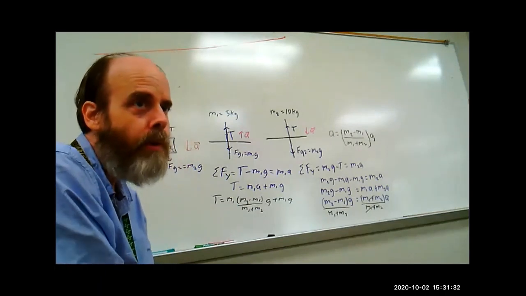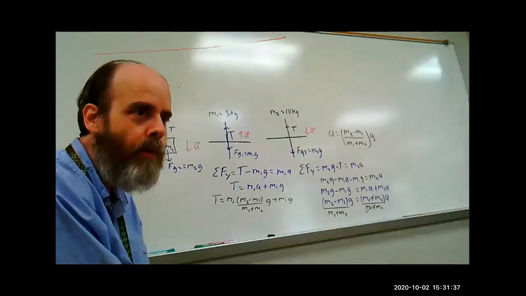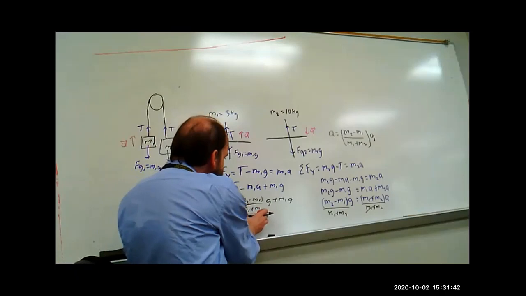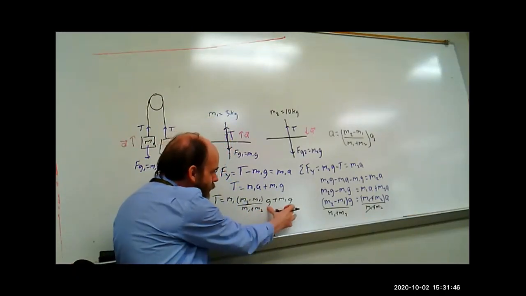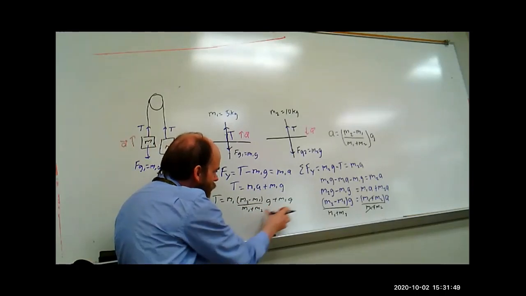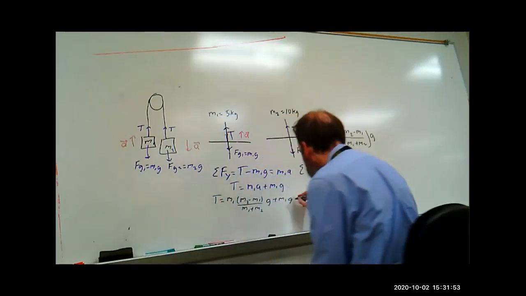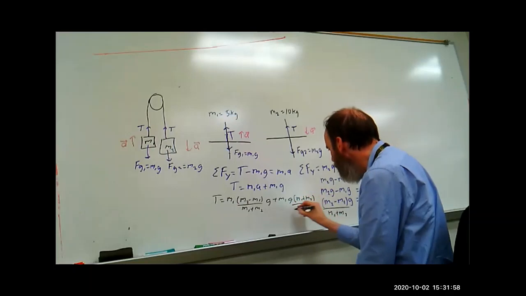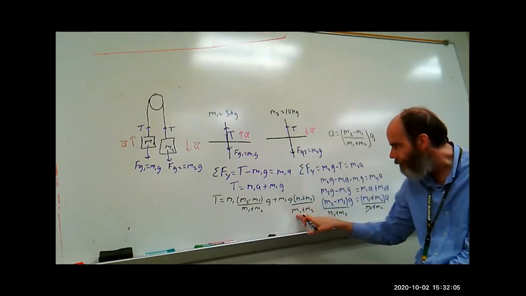Tension is the same on both sides. It doesn't matter what the masses are. Tension in the rope is the same throughout. So let's get a common denominator of m1 plus m2. I'll take out the factor g. So I'm going to multiply this by m1 plus m2 over m1 plus m2, so both sides have the common denominator of m1 plus m2.